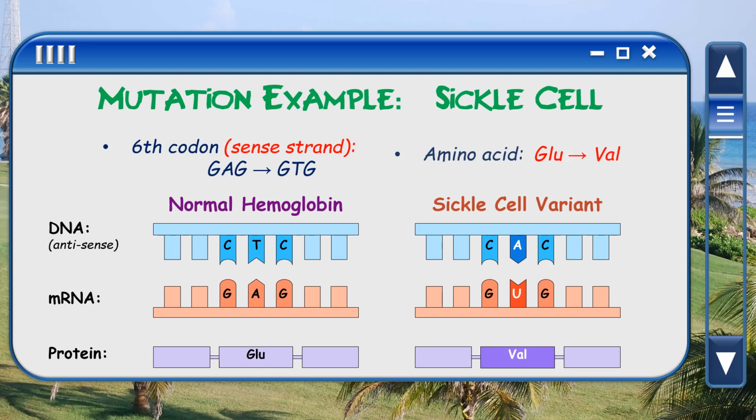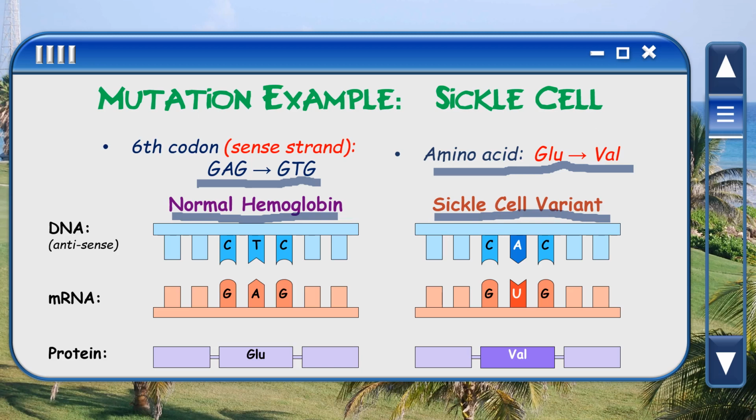So the 6th codon in the sense strand, for example, if you look, it is guanine, adenine, guanine. Now it gives us guanine, thymine, guanine. And this one is now going to change the reading. And now we shall form amino acids. Instead of forming glutamic acid, we shall form valine. That is a change. And when that one changes, of course, it will now move from being a normal hemoglobin to form a sickle cell variant.